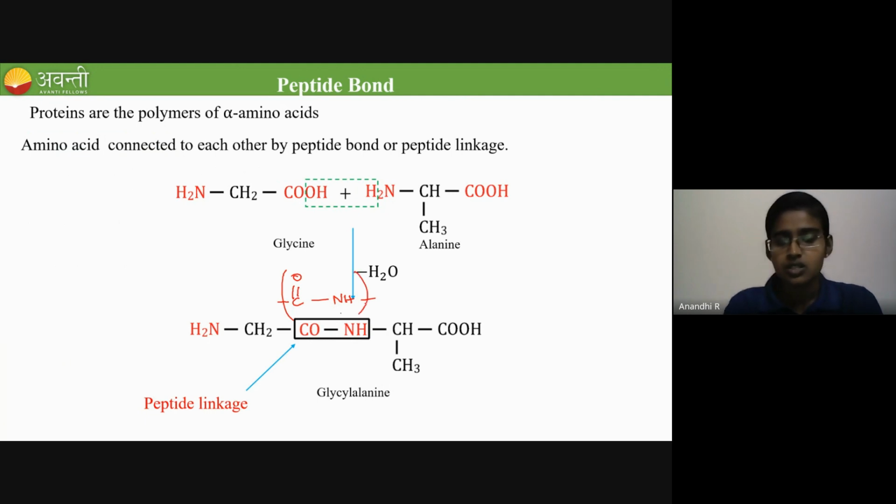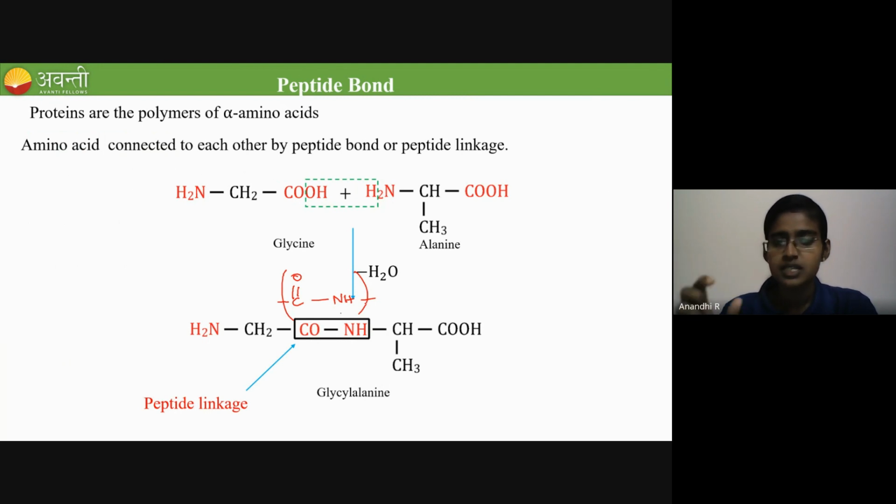It is actually an amide linkage, right? C double bond O NH is called an amide, and that amide functional group is present in the protein chain. That's why it is called a peptide linkage, or we can call it a peptide bond also. So is that clear? The formation of peptide bond from two amino acids.